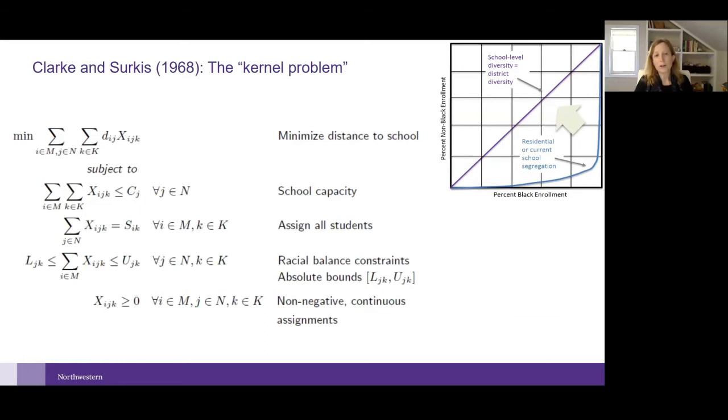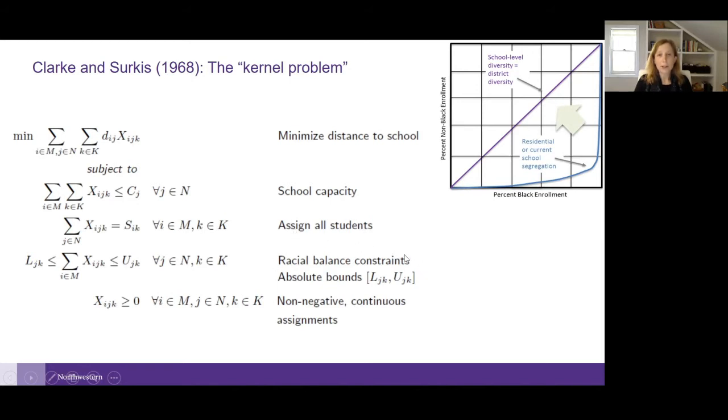So I want to go back to that first paper that I cited, Clarke and Surkis, which later researchers refer to as the kernel problem. And this is where you first see the transportation problem converted into a school redistricting problem. So the objective function is similar. So you see minimize the distance to schools, but now you'll also see that this is summed over the different subpopulations of students. Capacity is the same. This is the capacity of the school. Assignments are the same to assign all of the students.